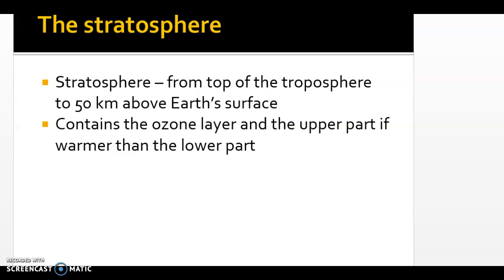Okay, next we have the stratosphere. The stratosphere starts at about 12 kilometers above Earth's surface, and it goes up to 50 kilometers above Earth's surface. So it contains the ozone layer, and the upper part is warmer than the lower part, which is kind of weird because you usually think of the temperature decreasing, but it's just the way that the heat is trapped in that area, especially because the ozone layer is there, which protects us from ultraviolet rays. It's able to be a little bit warmer than the lower part, but the main thing that's located here is the ozone layer.